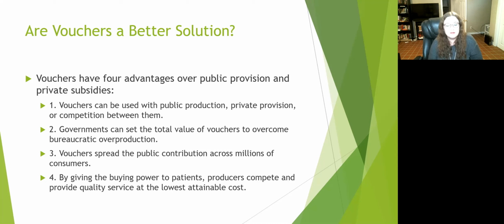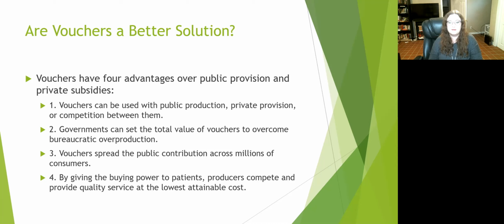You can also set the total number of vouchers. So for government expenditures, it's really easy for me to figure out my cost. If I give everybody a voucher for $200, I know that the amount that I'm spending on vouchers is 200 times the number that I give out. And I can set that number. I can give it to 1,000 people. I can give it to 15,000 people. I can give it to 2 million. And vouchers spread the public contribution across millions of consumers. So if I get taxes from everyone in the US, then to pay for these vouchers, everybody pays just a little bit to help a set of people, which actually might be a pretty large set of people.